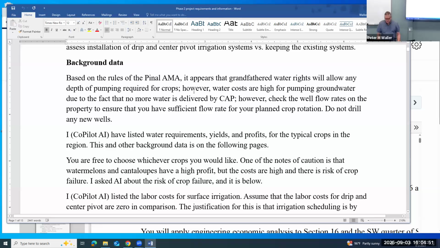So I looked it up and it says that grandfathered water rights will allow you to pump any depth of pumping required for crops. By that, I mean like 5 feet per year. And by any depth of pumping, what I mean is any reasonable depth of pumping that's grandfathered in, okay? So what happened was when they established the Pinal AMA, the active management area, the state of Arizona did this in 1970. They let farmers continue pumping the amount of water they had been pumping, and then they said nobody else can add a new farm.